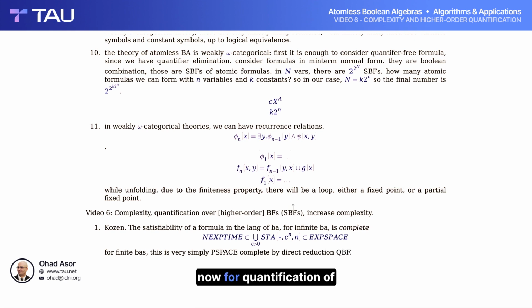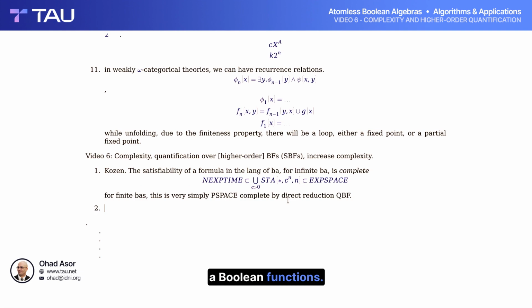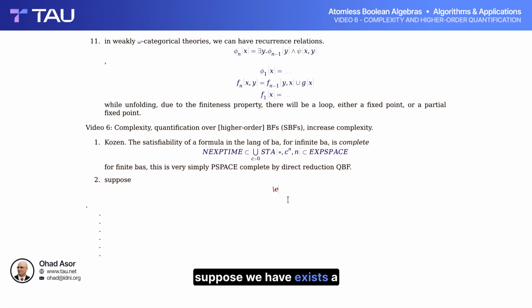Okay, now for quantification over Boolean functions, suppose we have there exists a Boolean function of, let's say, 2 variables. So let's write it, I don't know, like exists f(x, y) such that, and now you can do whatever you like. You can also compose functions, say f(x, y) = f(y, f(y, x)), something like this.